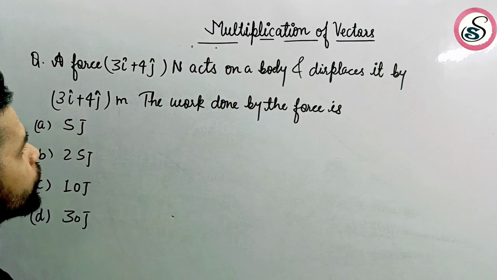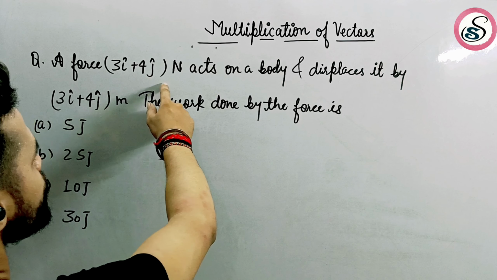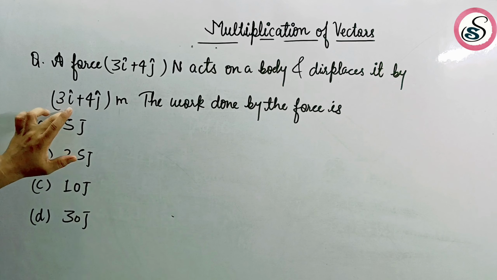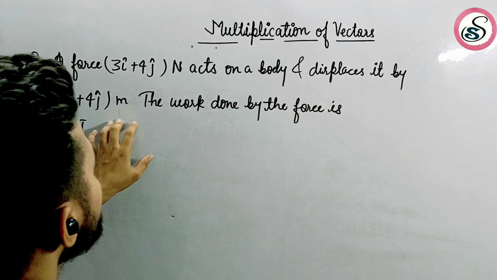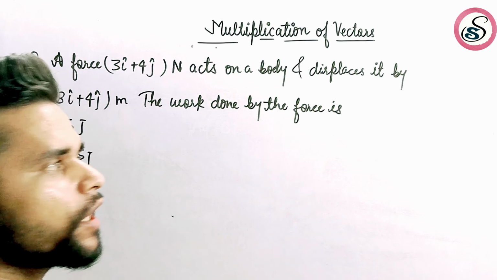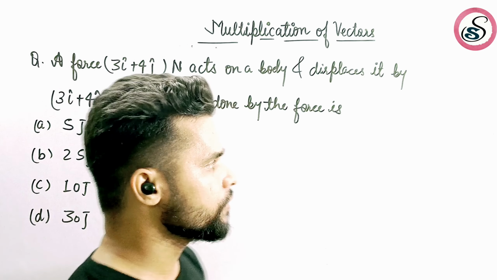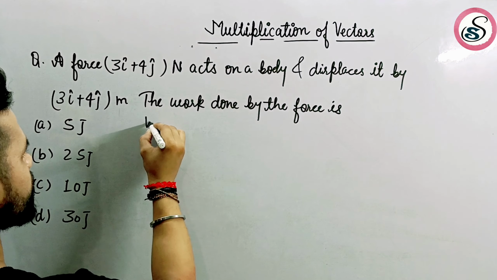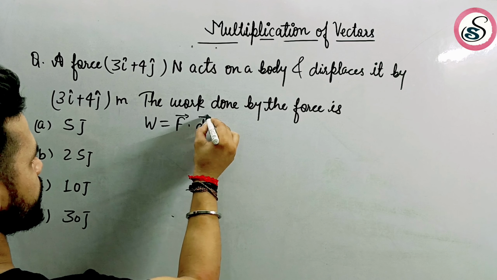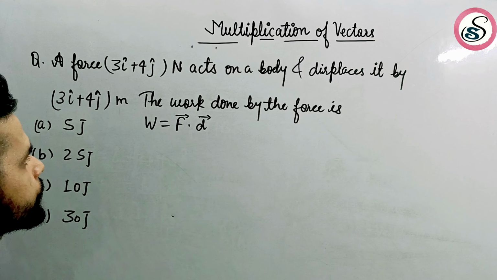Okay, now we are going to solve this numerical. A force 3I cap plus 4j cap Newton acts on a body and displaces it by 3I cap plus 4j cap meter. The work done by the force is, as we know, the dot product of force and displacement, means work done is equal to force dot displacement vector. So we will find the work done here.